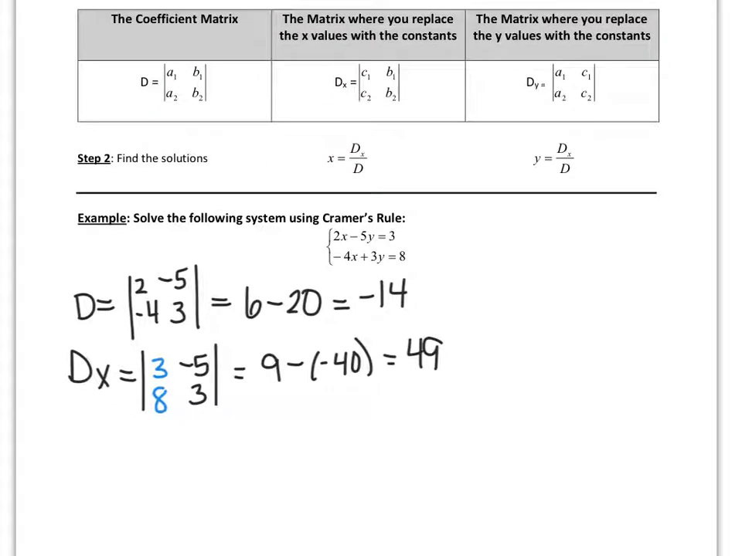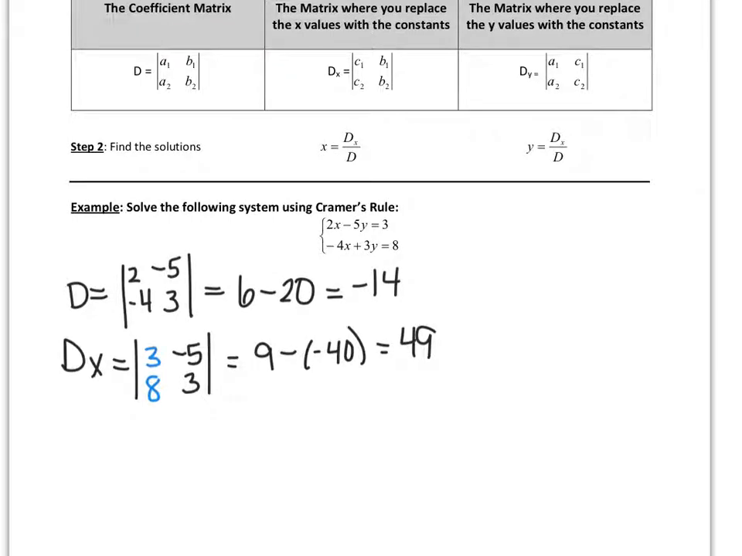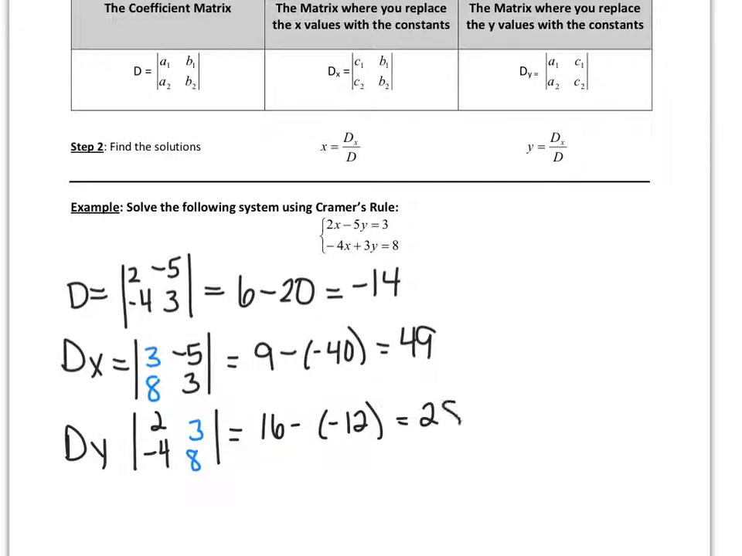And then the last determinant that I'll need to calculate is d sub y. And d sub y is the matrix where you replace the y values with the constants. So we're going to leave the x values, and instead of the y values, we'll put 3 and 8. So 3 and 8 go here, and the a values stay, so 2 and negative 4. Then we calculate this determinant, so 16 minus negative 12, and that gives me 28. So these are my three determinants that I needed to find, here, here, and here.